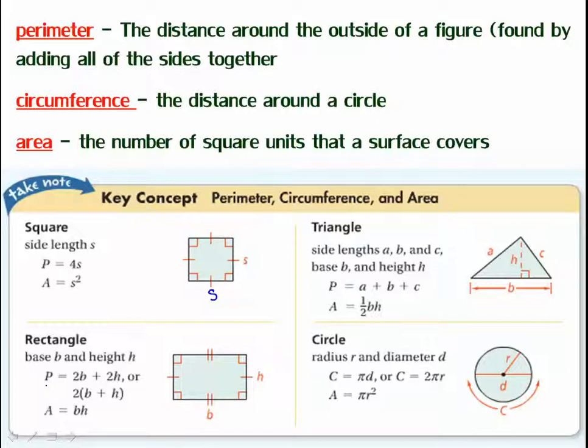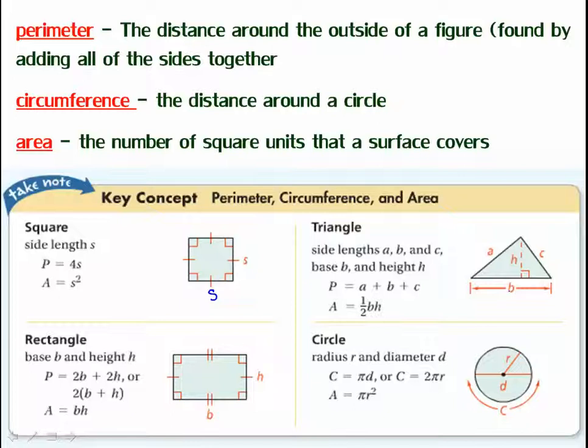Notice in the perimeter of a rectangle we could say base plus height plus base plus height, or 2 times the base plus 2 times the height. And the area of a rectangle is found by multiplying the base and the height together. In a triangle, we simply add the three sides of the triangle together to get the perimeter. A triangle is half of a rectangle, or half of a parallelogram, so it's 1/2 base times height to find the area.